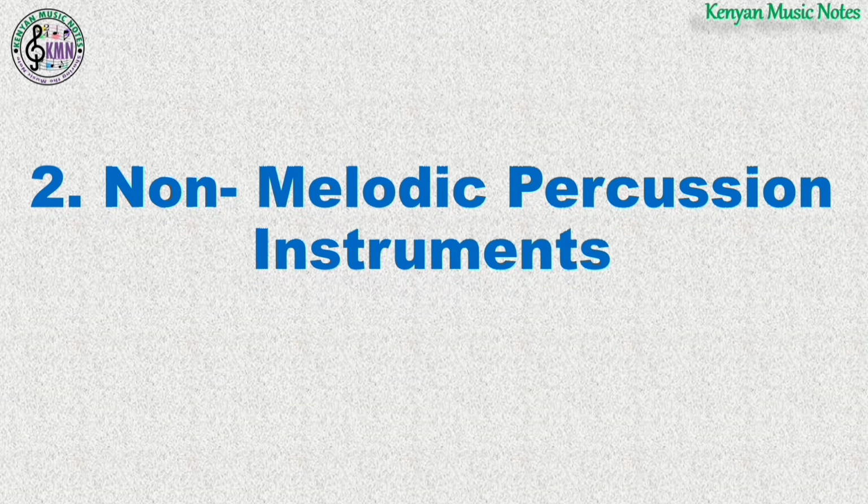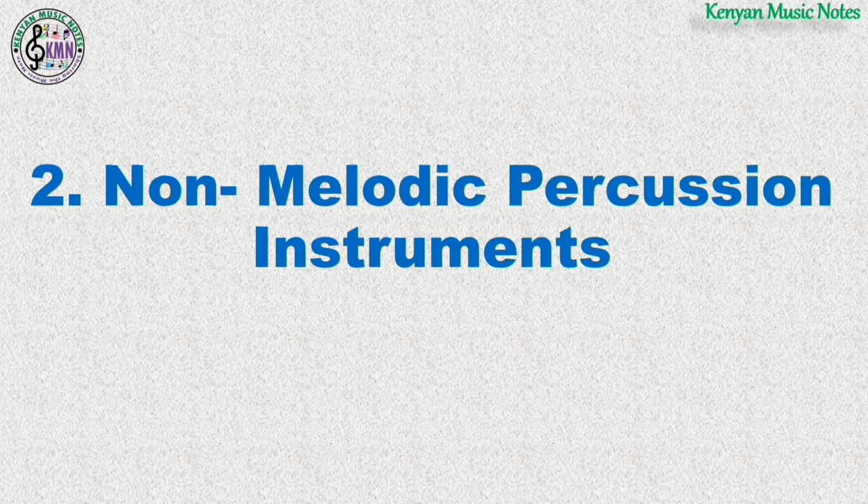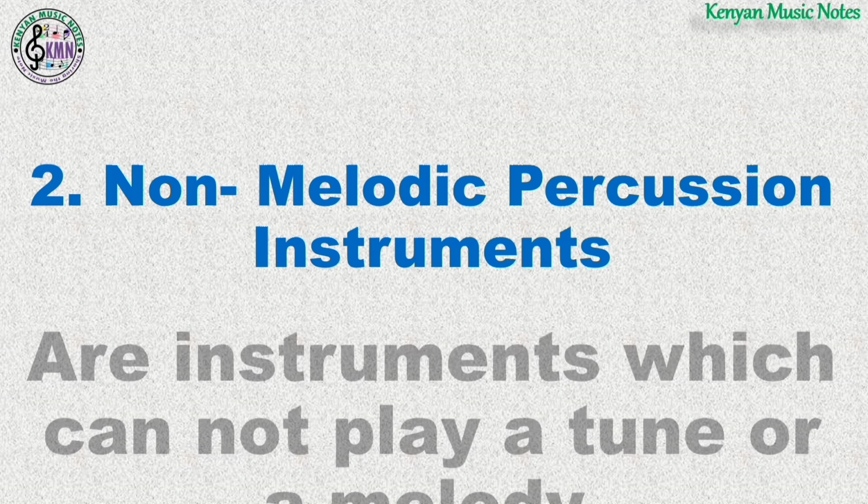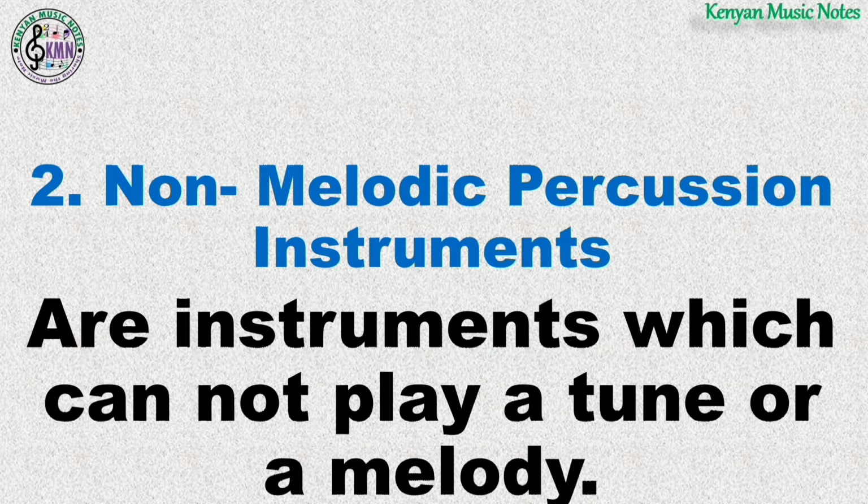The next category of percussion instrument we have is the non-melodic percussion instruments. Non-melodic percussion instruments are instruments which cannot play a tune or a melody. So when we have any percussion instrument which when we hit, beat, or shake, it does not play a tune or a melody, we refer to it as a non-melodic percussion instrument.